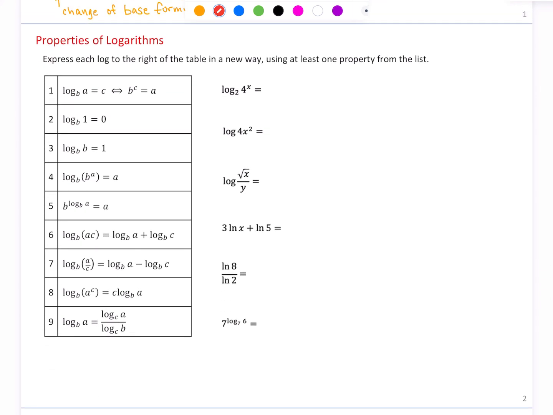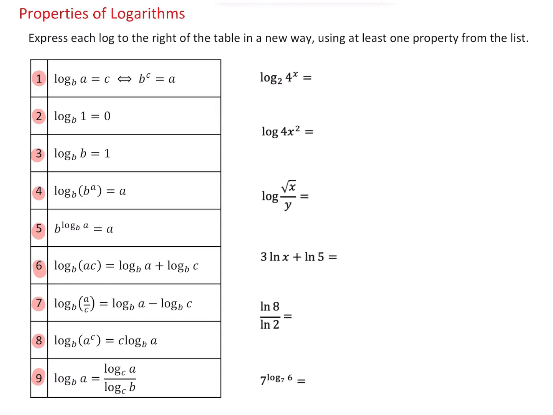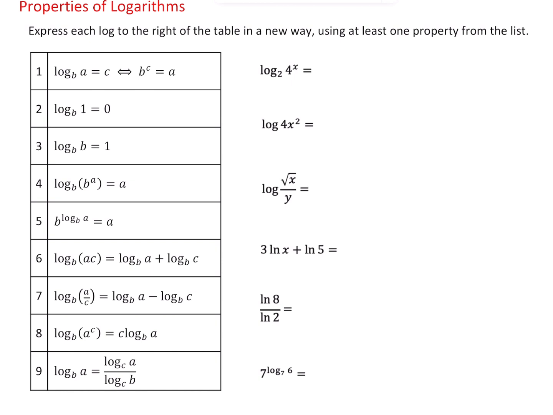We have the 9 general logarithms here summarized on the left for easy reference. And we're going to express each of these 6 expressions in a new way using log properties. And the goal here is simply just to practice recognizing when log properties can be used and how to use them correctly. I'm also going to use this numbering system so I can easily identify which property I'm using when I make a change. Okay, log base 2 of 4 to the x. Our argument is an exponential situation. So that makes me think property 4 or maybe property 8.